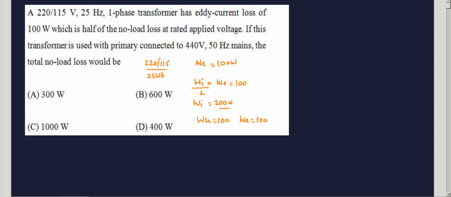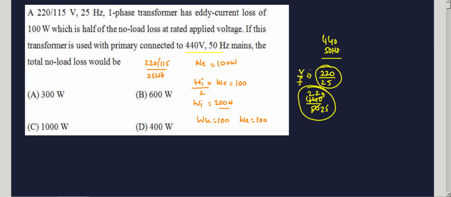When the transformer primary is connected to 440 V, 50 Hz, and this type of question is given, first you check whether V by F, the flux, remains constant. Initially it is 220 by 25, and now it is given 440 by 50.